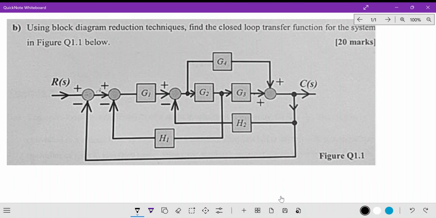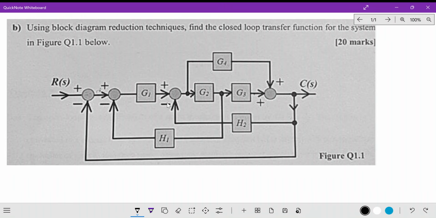Okay, so the question reads: using block diagram reduction techniques, find the closed loop transfer function for the system in figure question 1.1 below. As you can see, we have interconnection of different blocks. We have G1, G2, G3, G4, H1, and H2. They are interconnected. So we need to use block diagram reduction rules in order for us to simplify this complex diagram that you're seeing here.